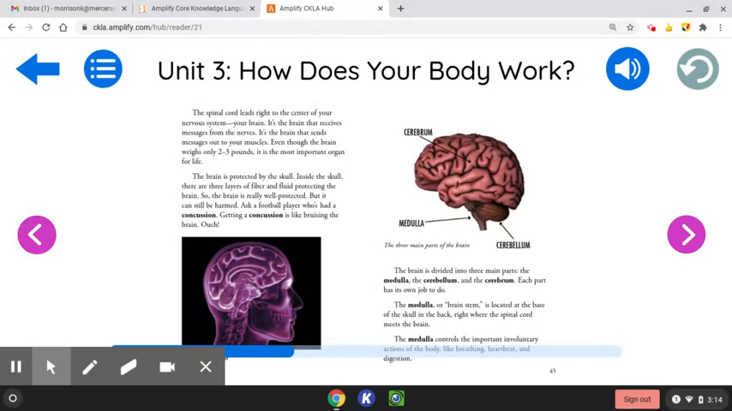Okay, the brain is divided into 3 main parts: the medulla, the cerebellum, and the cerebrum. Each part has its own job to do. The medulla or brainstem is located at the base of the skull in the back, right, where the spinal cord meets the brain. And you can see that in the diagram, it's showing you where it's located. The medulla controls the important involuntary actions of the body, like breathing, heartbeat, and digestion.